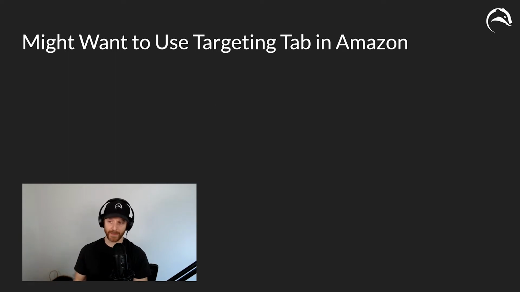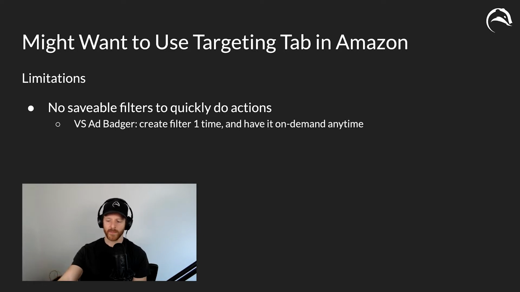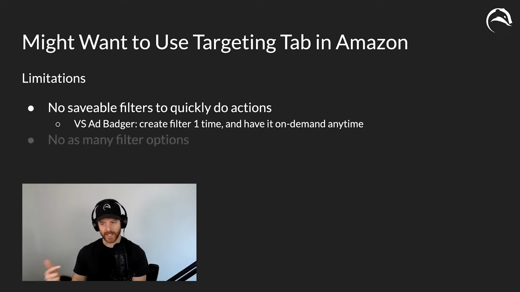Now, you might want to use the targeting tab inside Amazon, but there are some limitations to that. There's no savable filters, so you can quickly and easily on demand, find the things that you want every time. Versus Ad Badger, you can create a saved filter one time and have it on demand anytime. So we'll demo this in a second, but if you ever wanted to find your groups of keywords and have them listed, you know, show me every keyword without any orders and no clicks so I can boost the bid up 20%. Show me every keyword with an ACOS over 100% so I can reduce the bid down by 30%. Show me every auto target that has an ACOS over 50% so I can reduce the bids 10%. All of that stuff is very difficult to do inside the default Amazon interface, which is why we created saved filters to get this done quickly.